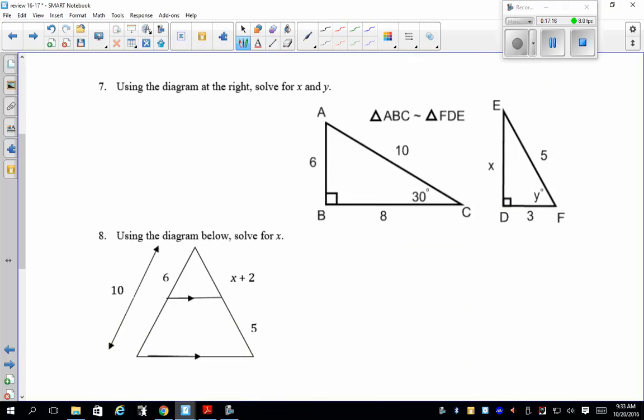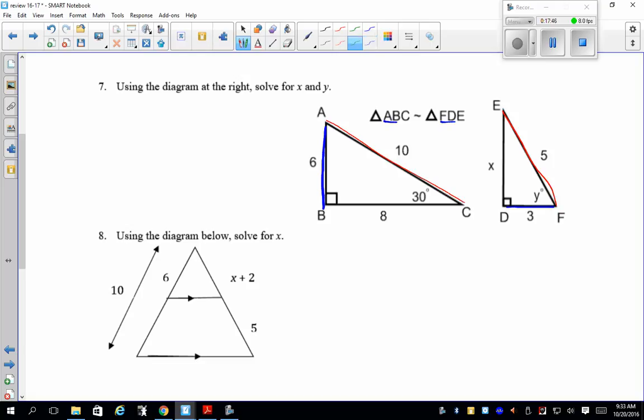Number 7, using the diagram at the right, solve for x and y. So again, I'm going to find the two sides that are congruent. I like to use colors, so the hypotenuse of the big triangle is going to be equal to the hypotenuse of the smaller triangle. And then I have that AB is going to be congruent to FD. Again, if you get confused, just look at the similarity statement. It will tell you which parts match up.